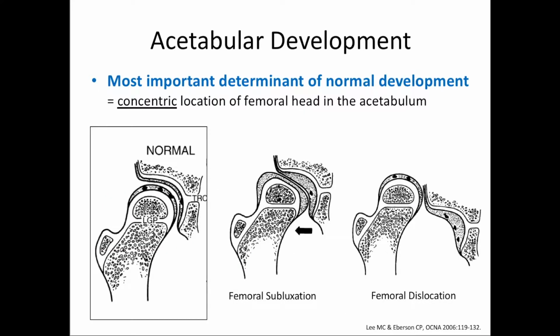The most important determinant of normal development of the hip is concentric location of the femoral head in the acetabulum. That is, the center of rotation of the femoral head is inside the center of rotation of the acetabulum, as you can see in the normal diagram to your left. In the middle diagram, there is mild femoral subluxation. That is, the femoral head and the femur are starting to move outside of the socket, but not completely outside.